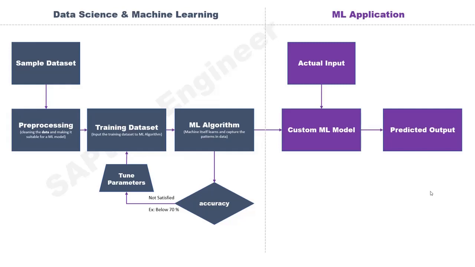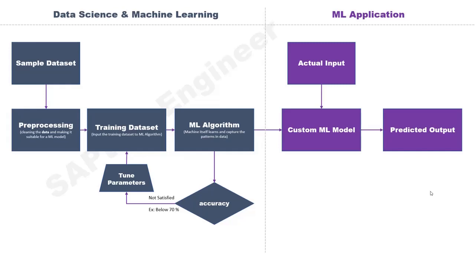So this is the generic high-level workflow that every machine learning based project follows to implement a machine learning application. There are two parts. One is done by the data scientist and machine learning engineer, and the right side by the machine learning application developer. In this left part, the sample dataset is the prerequisite for the data scientist.